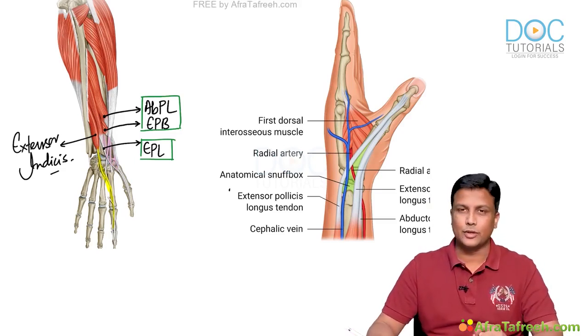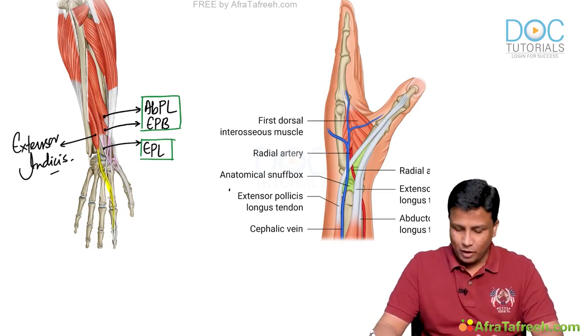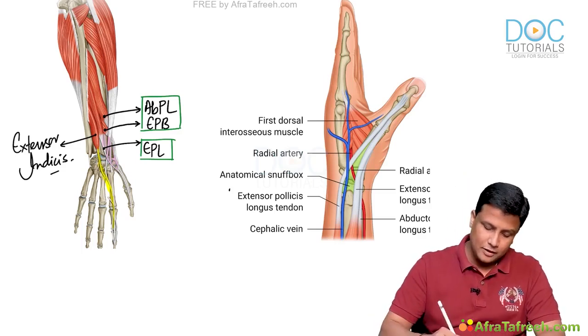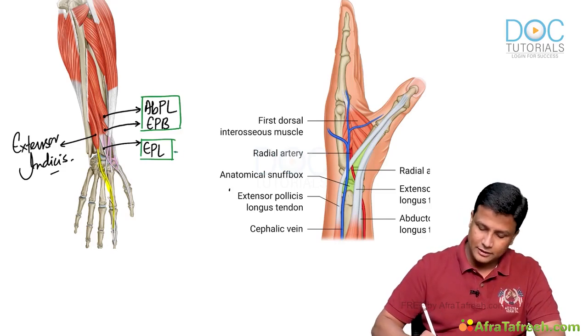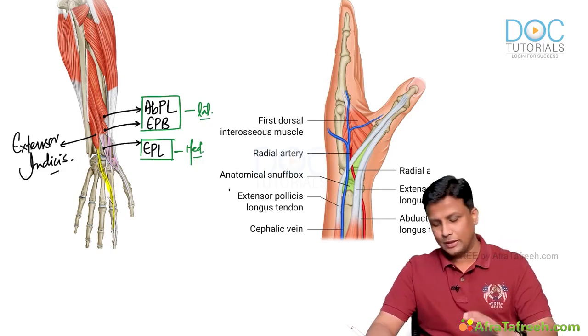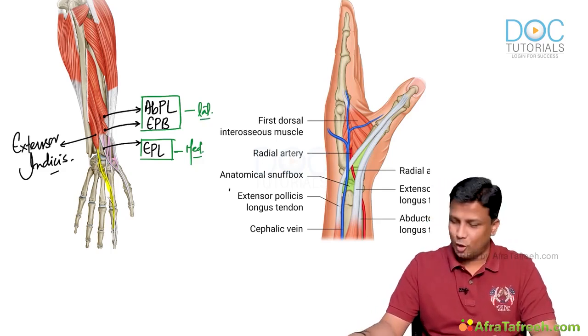For your reference, I have kept a diagram on the side also. You can appreciate the diagram over there, guys. So anatomical snuff box is between what? Between EPL, extensor pollicis longus, on the medial side, whereas extensor pollicis brevis and abductor pollicis longus are on the lateral side. So between these 2, you will find the anatomical snuff box.